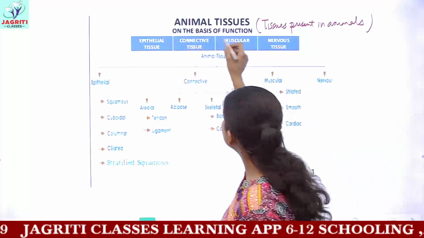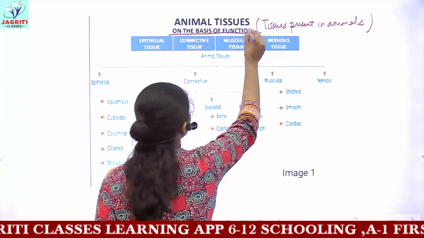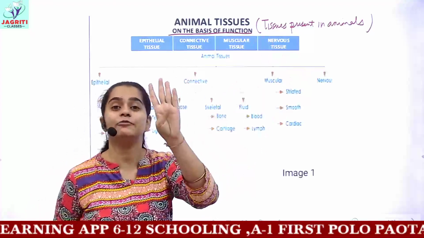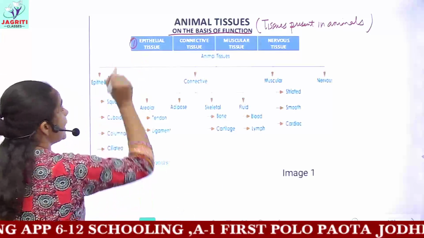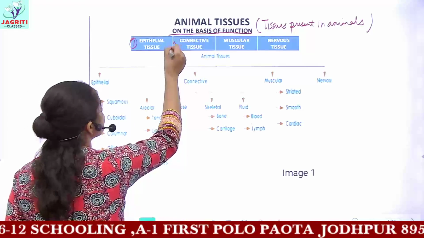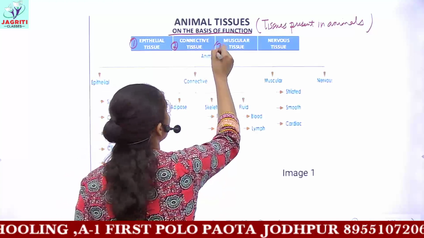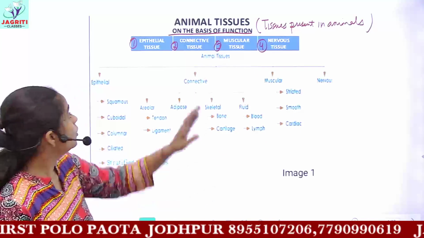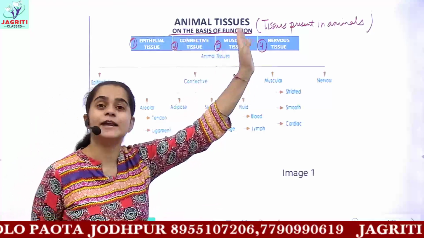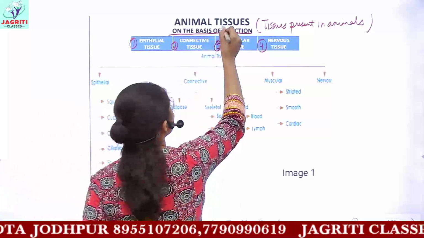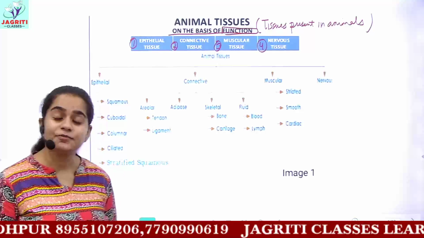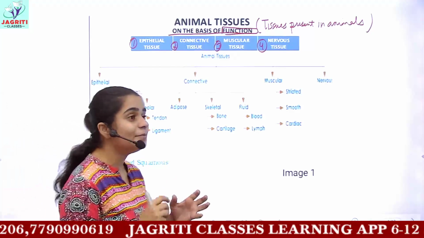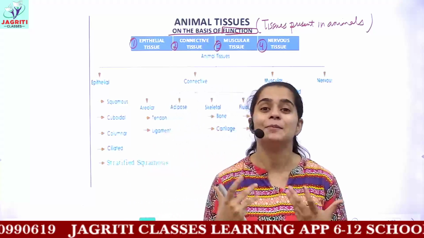Now next, on the basis of function. See, here it is clearly written that on the basis of function, animal tissues are categorized into 4 different groups. The first one is epithelial tissue, the next is connective tissue, next comes muscular tissue, and the last category is nervous tissue. So you have 4 different groups of animal tissues based on their function. Remember, these tissues are classified on the basis of their function, while your plant tissues were classified on the basis of their division power or division ability.